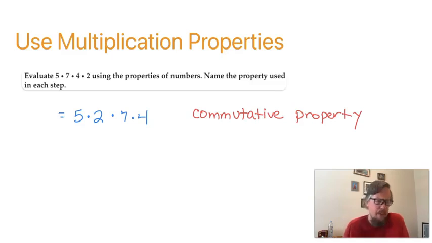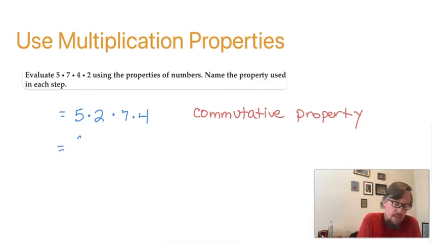Okay, now the second thing I'm going to do that will make this problem easier for myself is that I want to do the 5 times 2, and then I want to do the 7 times 4 separately. I don't want to do 5 times 2 and then multiply by 7. That would be really easy, but then I have to take whatever I get and multiply by 4, and that won't be as easy.